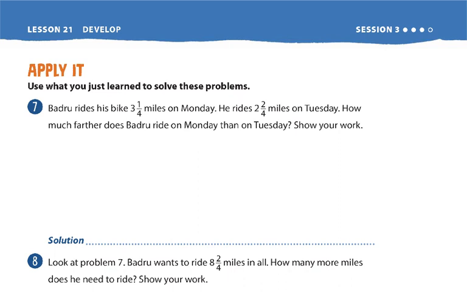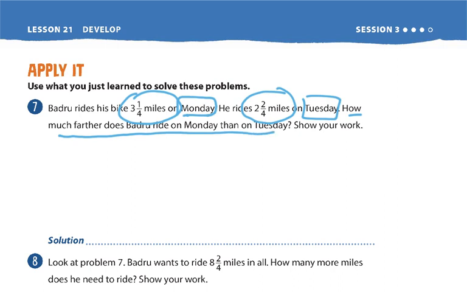All right. Well, let's circle good information. 3 1/4 miles on Monday. He rides 2 2/4 miles on Tuesday. How much further, the difference, does he ride on Monday? So I'm doing the difference. If I do the difference, I wonder if I add or subtract. What do you think, Abby? Subtract. Thank you. We're going to be subtracting today.